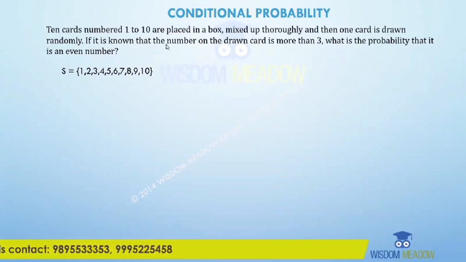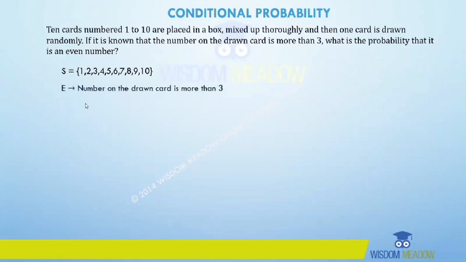It is known that a number on the drawn card is more than 3. So my first event E is number on the drawn card is more than 3. Similarly, if you look at my event F, the drawn card is an even number. So I have defined E and F from the question.